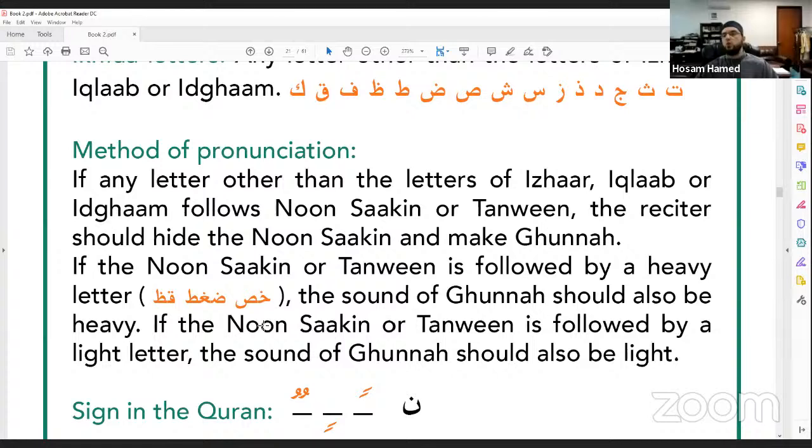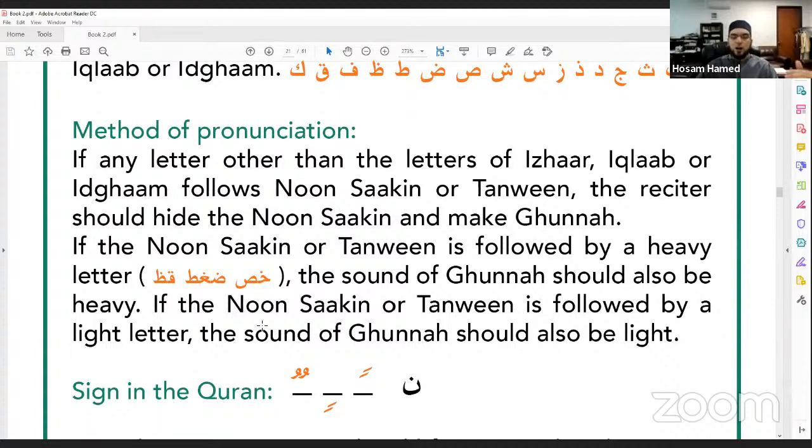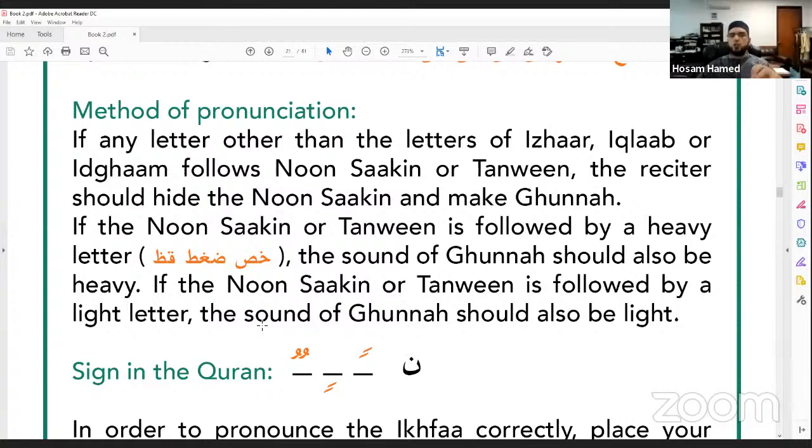So here he said, if the nun sakina or tanween is followed by a heavy letter, خص ضغط قذ, of course, the seven letters of isti'la, the sound of ghunna should also be heavy. If the nun sakina or tanween is followed by a light letter, the sound of ghunna should also be light. In other words, the sound of ikhfa and ghunna follows the next letter in terms of tafkhim and tarqiq. If the following letter is mufakham, the ghunna should be heavy. If not, the ghunna and ikhfa should be light. This is the meaning of al-ikhfa yatba'u ma ba'dahu: al-ikhfa follows the next letter in terms of tafkhim and tarqiq.